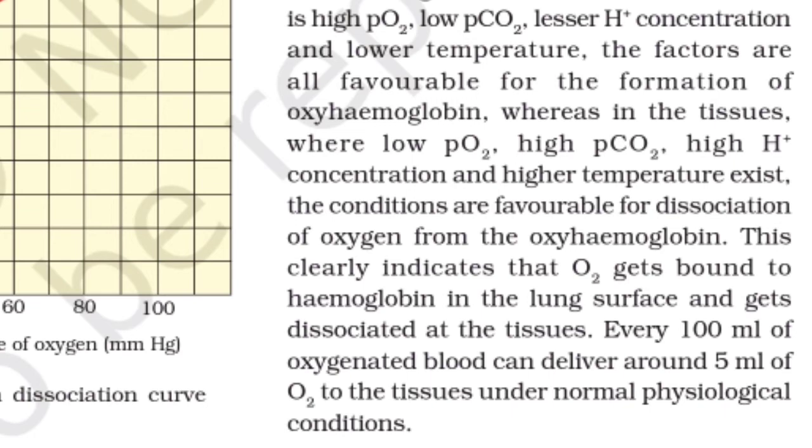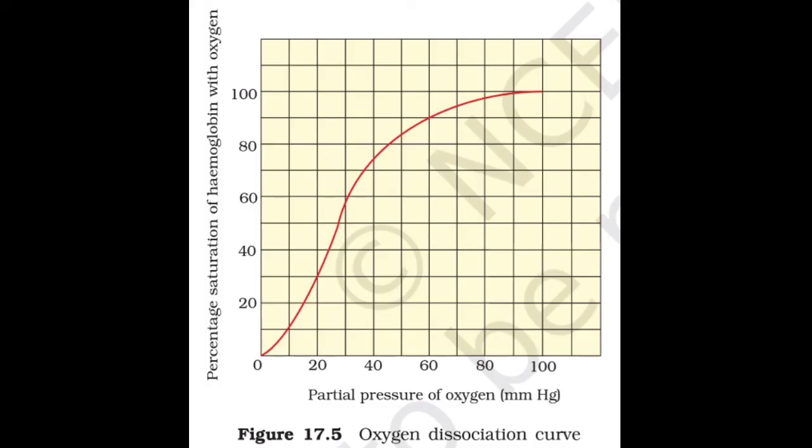Every 100 ml of oxygenated blood can deliver around 5 ml of O2 to the tissues under normal physiological conditions. Figure 17.5. Oxygen dissociation curve. This is percentage saturation of hemoglobin with oxygen, and this is partial pressure of oxygen (in bracket mmHg).